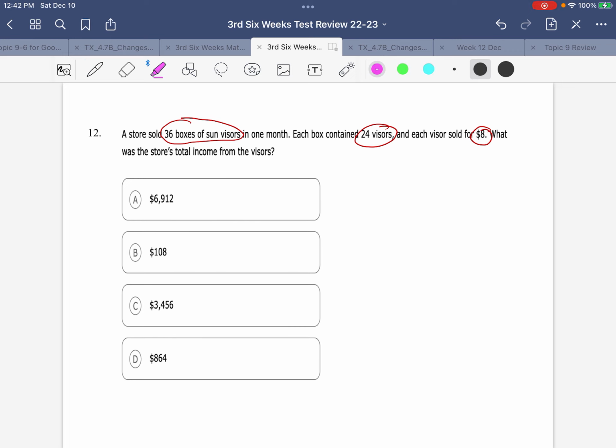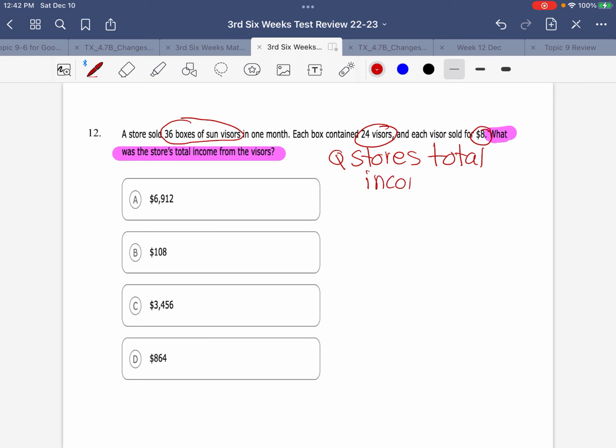I'm going to underline my question. What was the store's total income? And I'm going to rewrite my question. It's looking for store's total income. Okay. I'm going to box in keywords. So I have each box, each visor sold, total income.